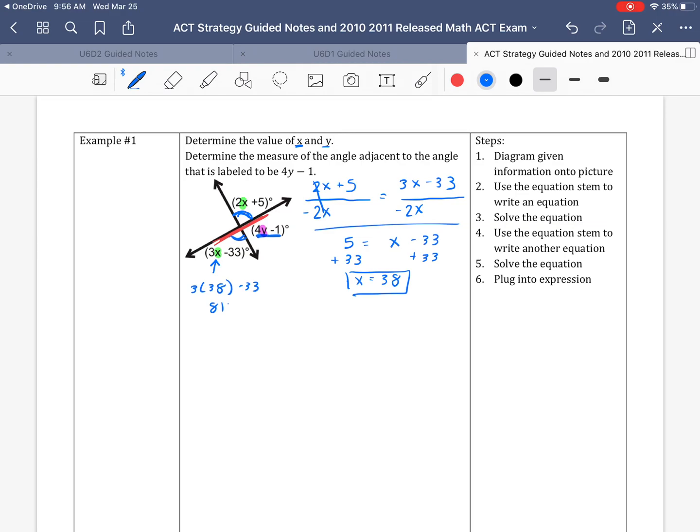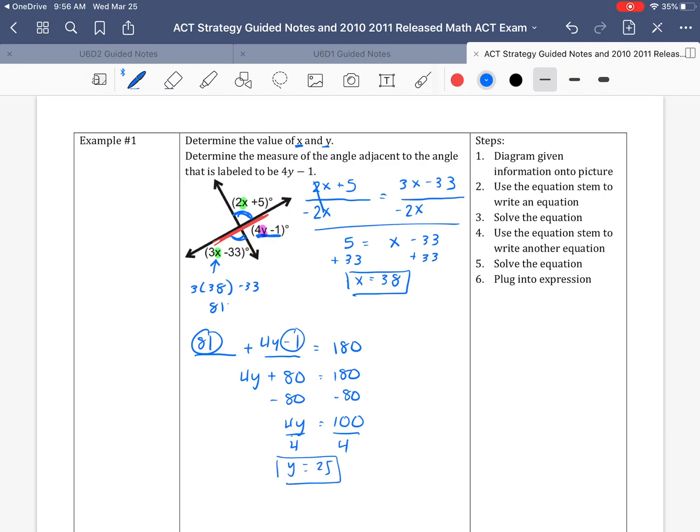So if that angle measure is 81 and I have a straight line, now I can write another equation. This plus this equals 180 degrees. 81 plus 4y minus 1 equals 180. I can combine my like terms here, negative 1 and 81. 4y plus 80 equals 180. And then do inverse operations here. And I get 4y equals 100. The inverse of multiplication is division, so I'm going to divide both sides by 4, and y equals 25.